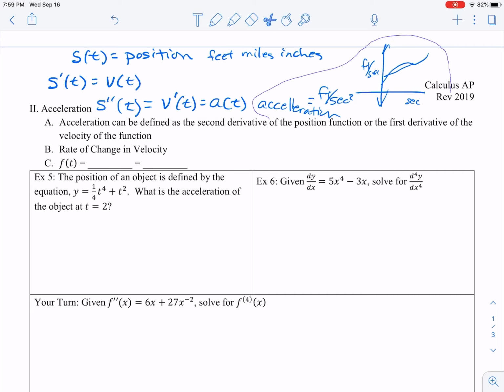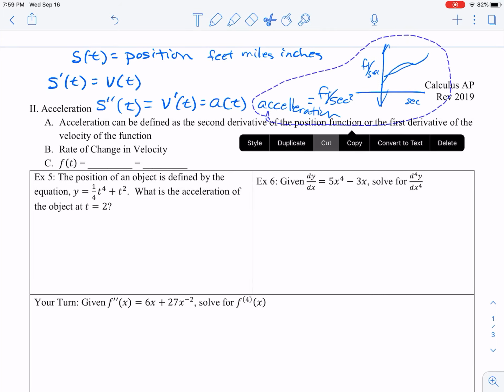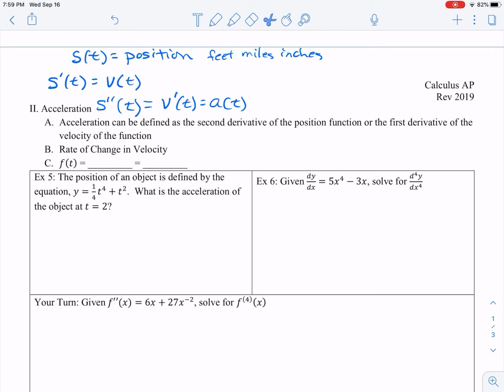Think about that a second. Let it soak in, digest. Big concept. We use s for position. The derivative of position gives you velocity. The derivative of velocity gives you acceleration. Second derivative of the position function. First derivative of velocity. Rate of change in velocity equals acceleration.